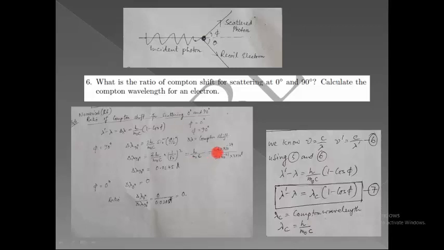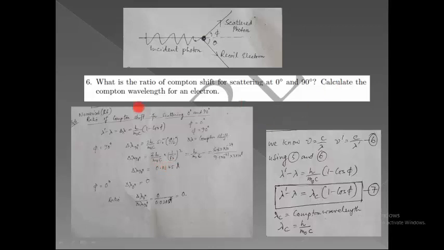The value of h is 6.6 into 10 raised to minus 34 joule second. m0, the mass of the electron, is 9.1 into 10 raised to minus 31. And c, the velocity of light, is 3 into 10 raised to 8 meter per second. If you substitute these values, the lambda c value is 0.0245 into 10 raised to minus 10 meter. And 10 raised to minus 10 meter is written as Angstrom, with the symbol A with a circle on top.